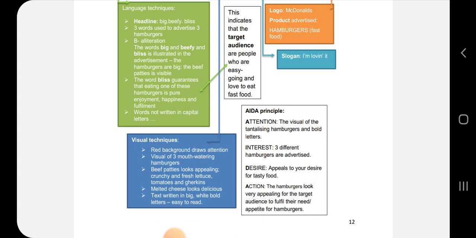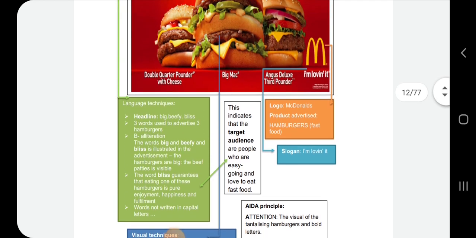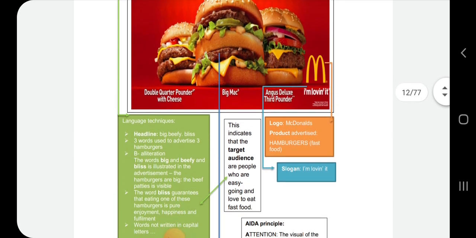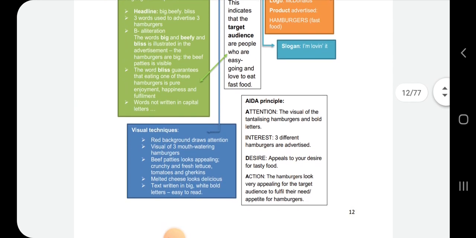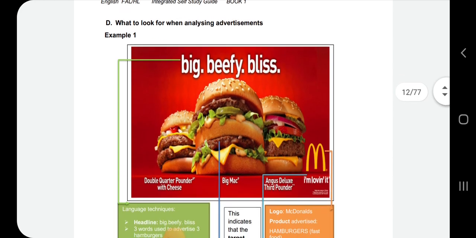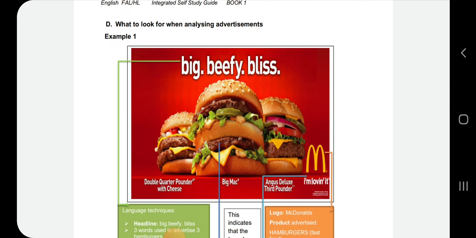Okay, now another thing is the visual techniques that have been used. The background draws attention. Visuals of three mouth-watering beef burgers, beef patties, the text written in big white bold letters. It's easy to read. So this advert really catches the attention. Now let's look at the AIDA principle for this ad. Attention. The visuals of the tantalizing hamburgers and bold letters grab your attention. So what will be something that grabs your attention?